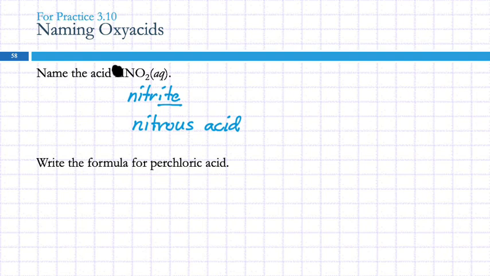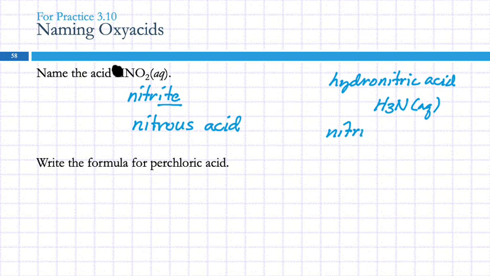We're not going to put the hydro on the front. That's only if there's no oxygen. But if we did, it wouldn't be like bad. Hydronitrous acid, people would say, but that doesn't exist. And if you said hydronitric acid, well, hydronitric acid is a binary acid, and that would be H3N, no, it's not, so aqueous. Whereas nitric acid is from nitrate, and so that would be HNO3.